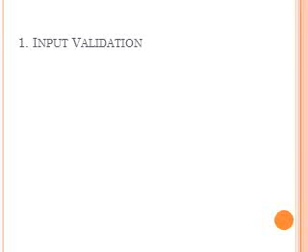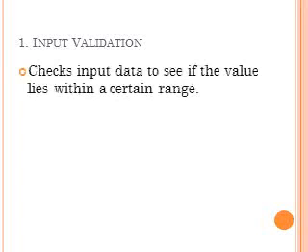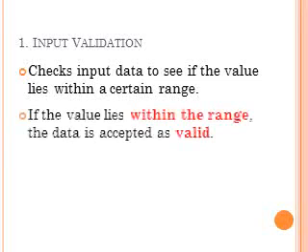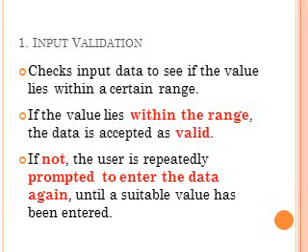One of the most commonly used and probably easiest to remember standard algorithms is the one which validates your input, and this is usually used with numbers. It checks the input data to see if the value lies within a certain range, for example between 0 and 100 for a test score percentage. If it is within that range, then the data is accepted as valid and the program continues. However, if it's not, then the user is asked to enter the data again and again until a suitable value between the two limits has been entered.